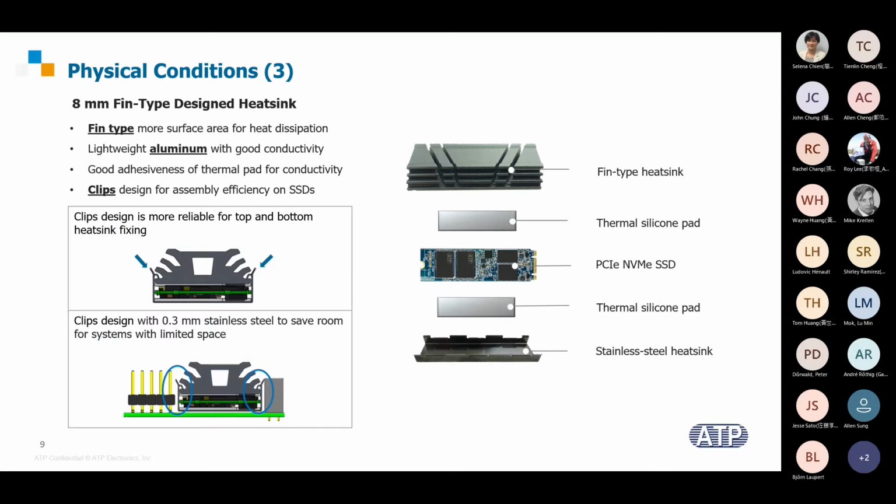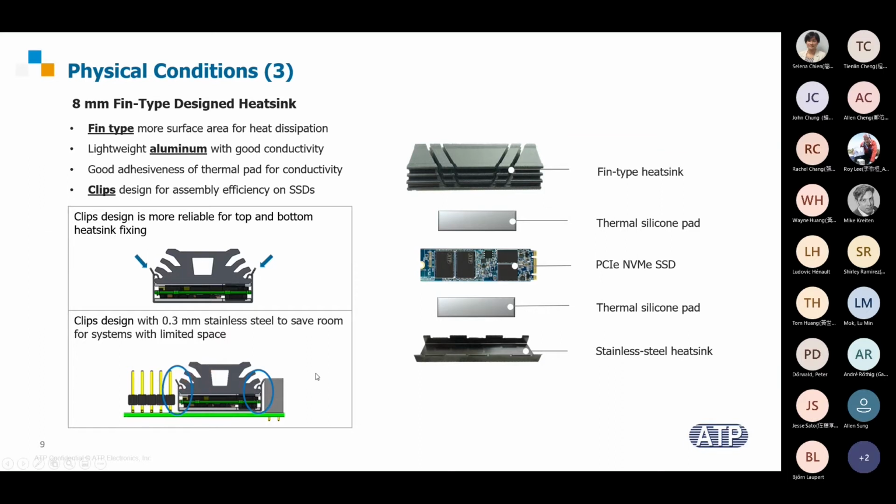We can use the example of an 8mm fin type heatsink. As you can see, the fin type has more surface area for heat dissipation. It's lightweight aluminum with good thermal conductivity, a good adhesive thermal pad for conductivity, and we are using a clip design for assembly efficiency. The clips are more reliable for top and bottom heatsink fixing, and they are so thin. Here, only 0.3 millimeter stainless steel to save room for systems with limited space.